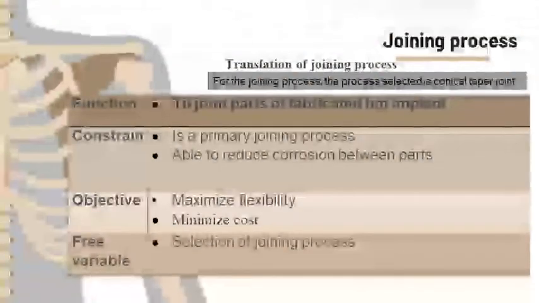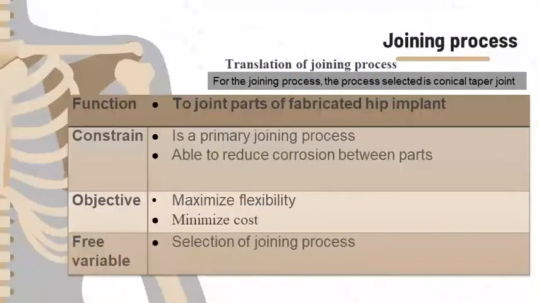Next, translation of the joining process. For the joining process, the process selected is conical taper joint. Function: to join parts of the fabricated hip implant. Constraint: the first is a primary joining process, then able to reduce corrosion between parts. Objective: maximize flexibility. Free variable: selection of joining process.